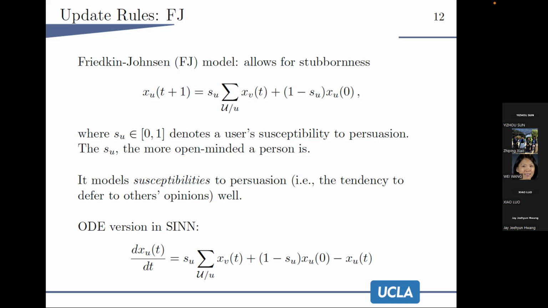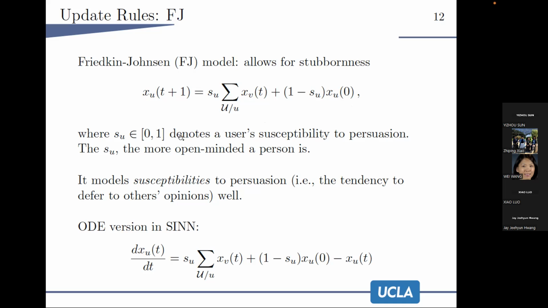So the FJ model allows for some stubbornness. The main difference is that, instead of considering x_u's opinion at time t, this version actually considers x_u's opinion at time 0, where time 0 refers to the beginning of time, which means people have this tendency of staying in their original position.